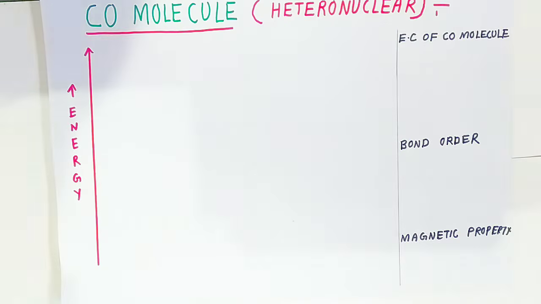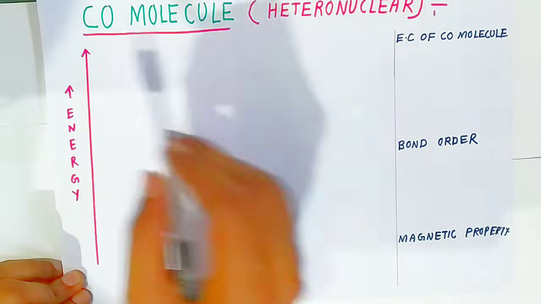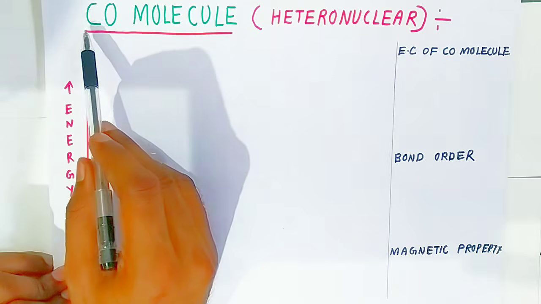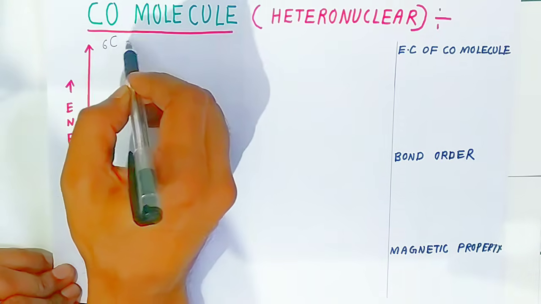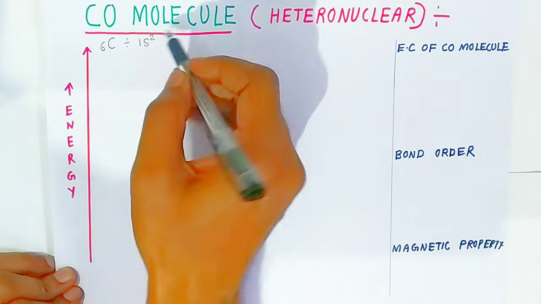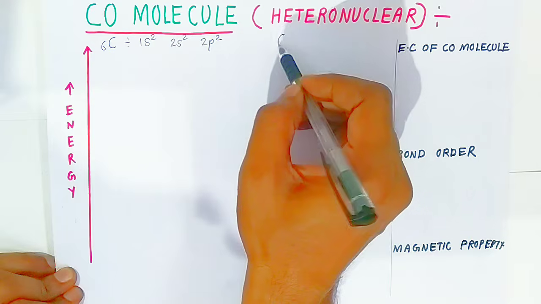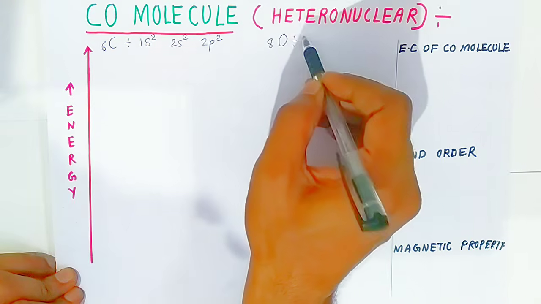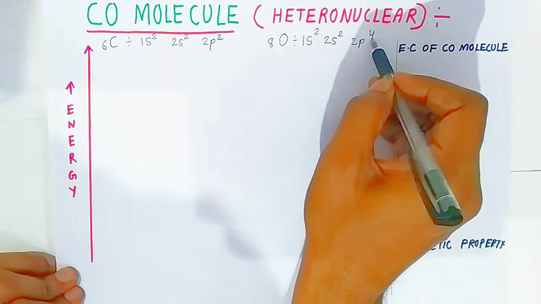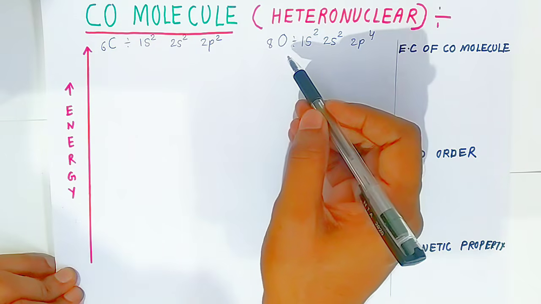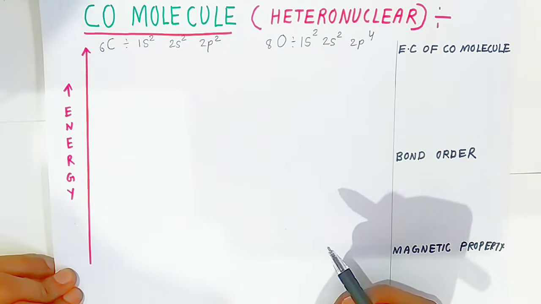Now one more molecule, students, we are going to see, that is the carbon monoxide molecule, because it is made up of carbon and oxygen. Carbon atomic number is 6, electronic configuration 1s2 2s2 and 2p2. Oxygen atomic number is 8, electronic configuration 1s2 2s2 and 2p4. Because oxygen is more electronegative than carbon, its energy level will be lower than the carbon.